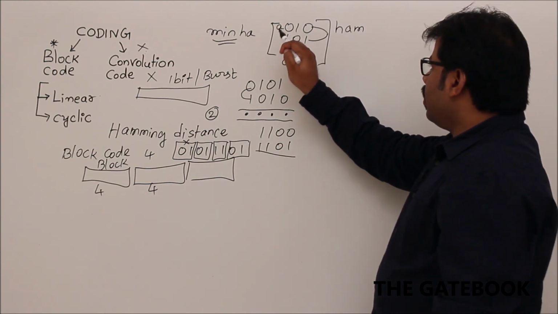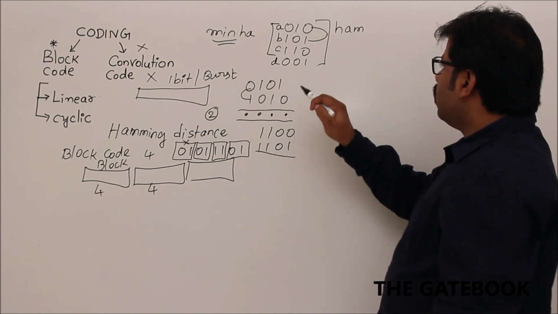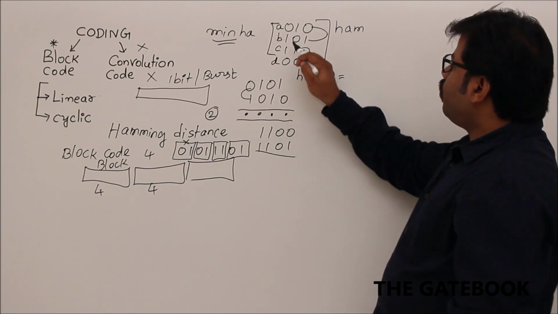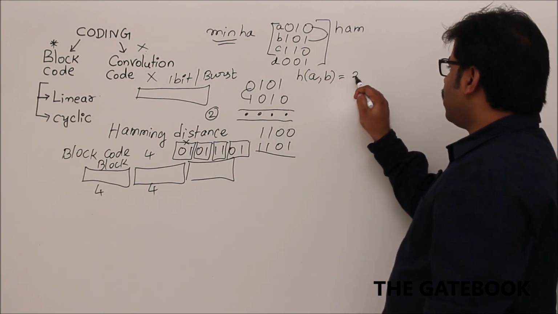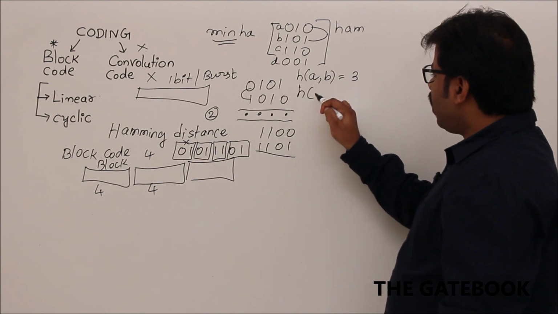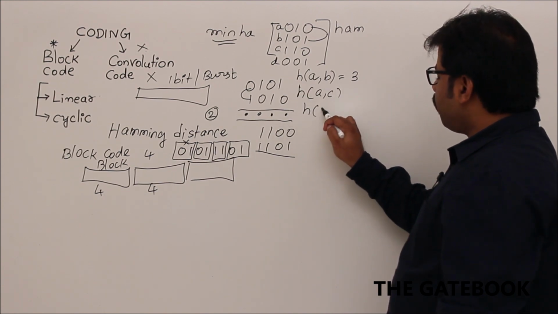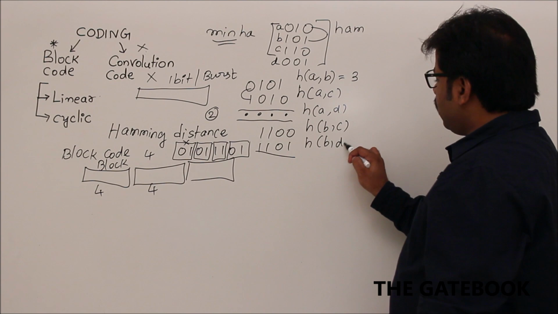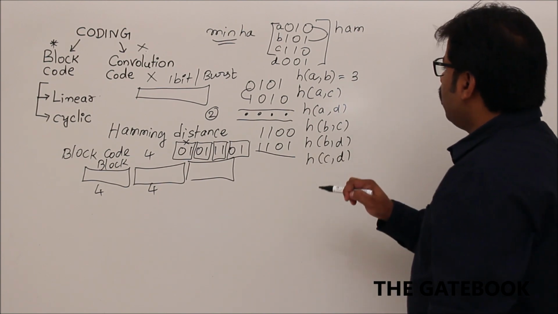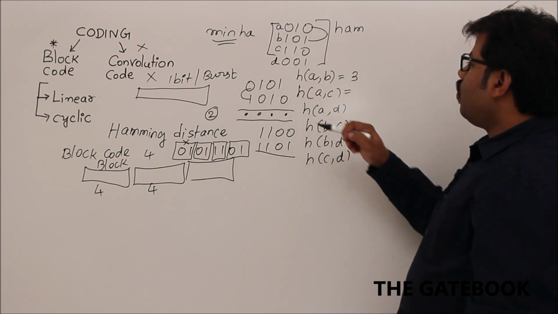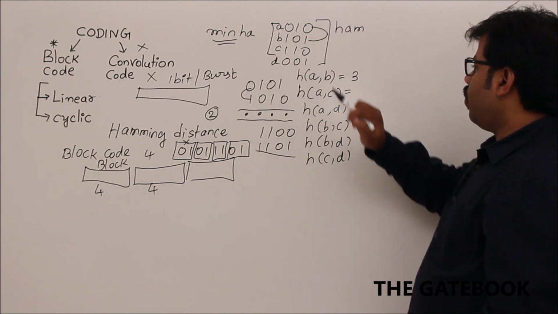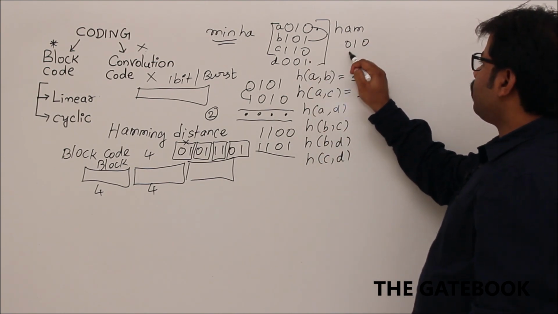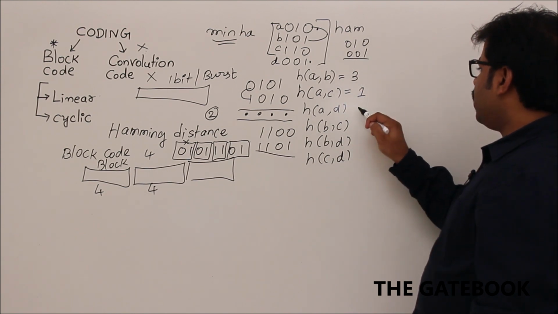Let me take A comma B first. We have A, B, C, D. So let's do the Hamming distance of A comma B. If you see 010 and 101, it is a 3-bit difference. Hamming distance of A comma B is 3. Similarly, let me compute for A comma C, A comma D, then B comma C, B comma D, then C comma D. For A comma C, if you see 010 and 110, only one difference, right? Now A comma D, 010 and 001, so the difference is 2.